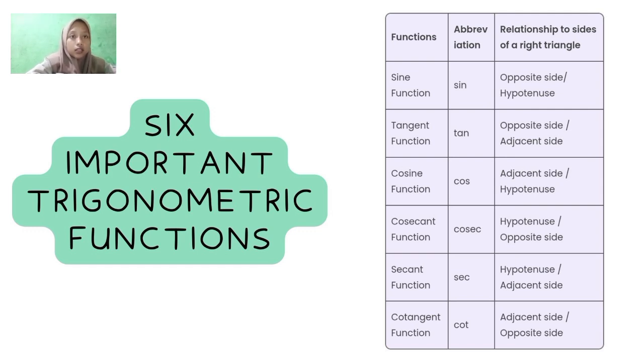Cosecant function is cosec equals hypotenuse divided by opposite side. And then the next function is sec equals hypotenuse divided by adjacent side. Cotangent function, or cot, equals adjacent side divided by opposite side.